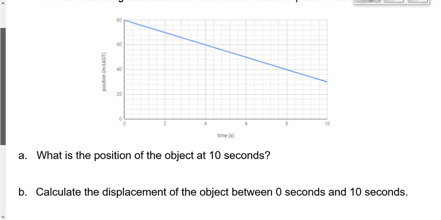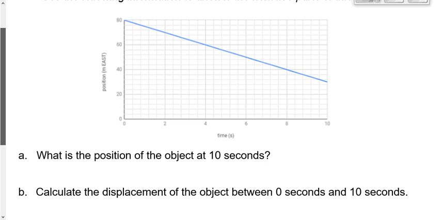Okay, let's find some things from this based on what we just looked at here. What's the position of the object at 10 seconds? You guys remember how to find position on a position time graph? Up and over, yeah, up and over. Velocity on a velocity time graph was up and over. Force on a force time graph is up and over. When you want to find something on the y-axis, go up and over.